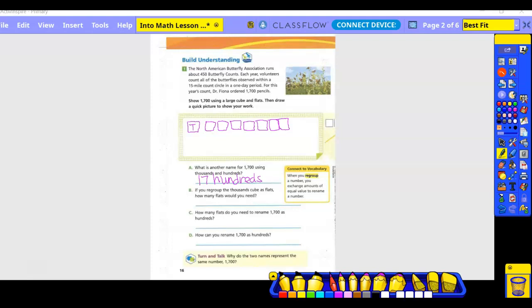Yes. So when you regroup a number, you can exchange amounts of equal value to rename a number. So 1,700 is the same as 1,700. If you regroup the thousands cube as flats, how many flats would you need? So we would need 17 of them, right? If we regroup this cube, we would need 10 flats. And then how many total flats would we have then? We'd have the original 7 we had, plus the new 10. What's 10 plus 7? 17. So 17 flats.